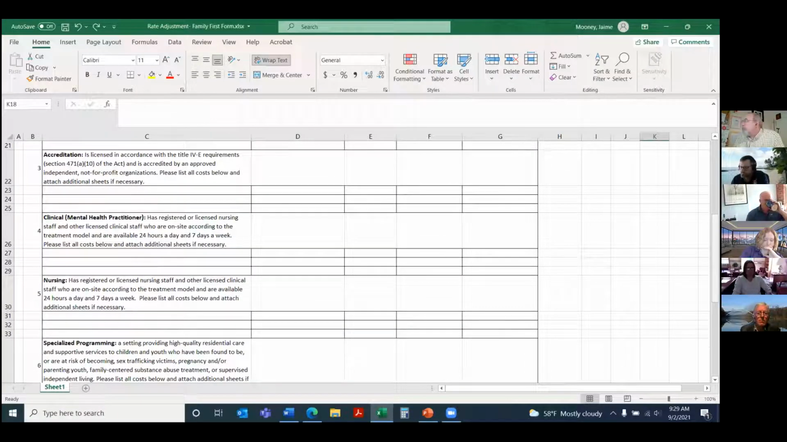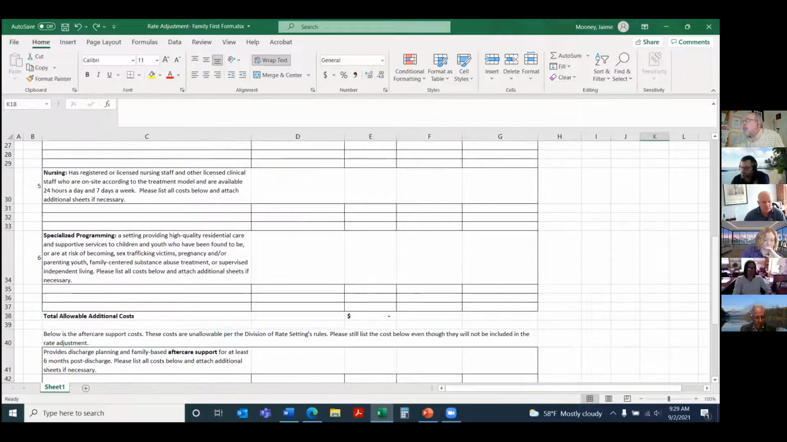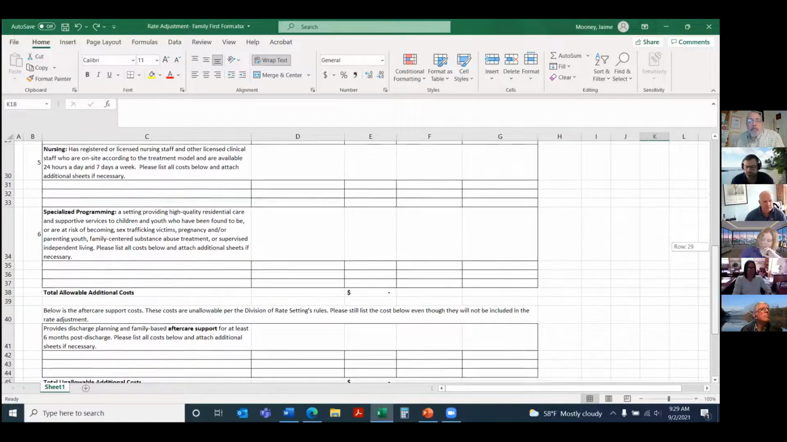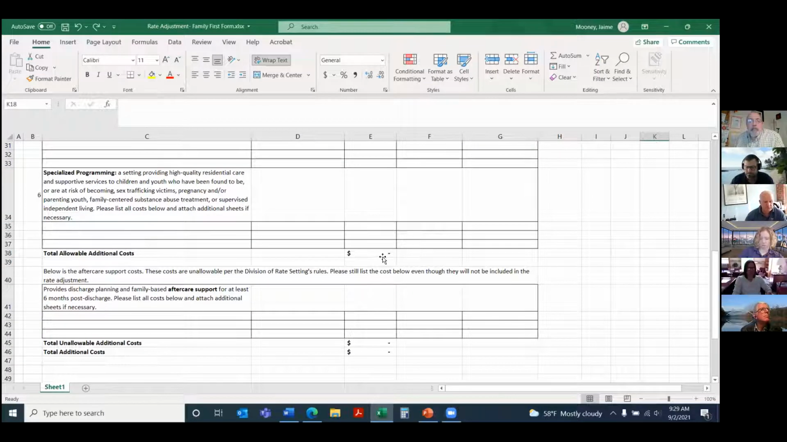We have accreditation. We have a section for clinical, nursing, and specialized programming. Again, if you need more room, just please attach an additional sheet to this cover page. And then we have a total here.